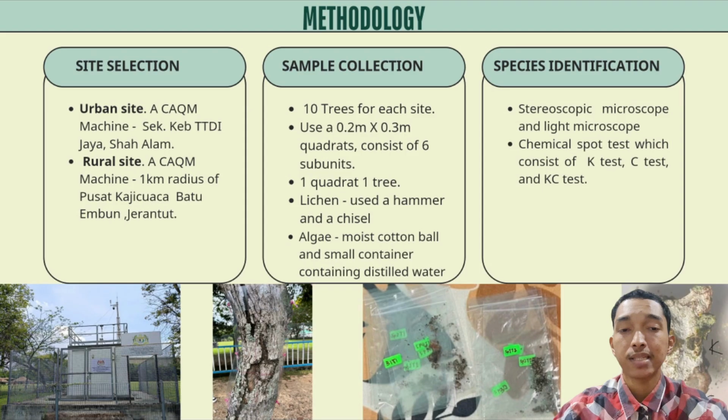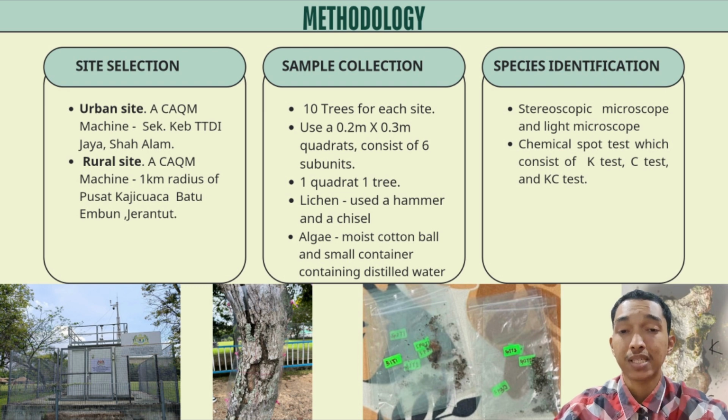On to the methodology. The sites that have been selected were Sekolah Kebangsaan Titi Dayajaya, Shah Alam as the urban site, and Pusat Kaji Cuaca Batu Embun Jerantut as the rural site. Both sites contain a CAQM station, which is short for Commission for Air Quality Management, where air quality data are collected in real time. And for sample collection, it consists of 10 trees per site.